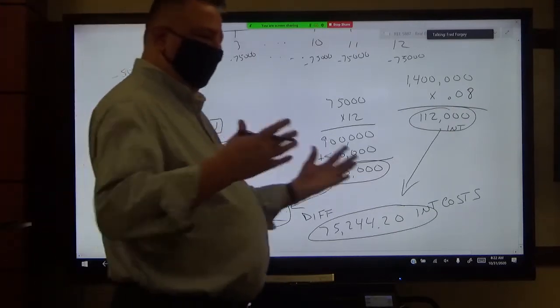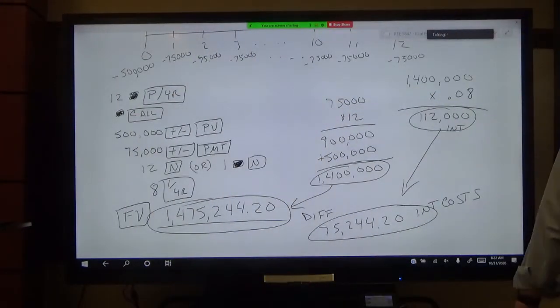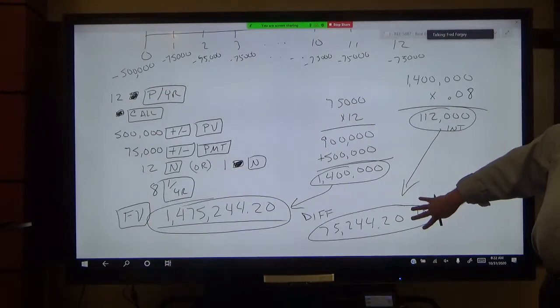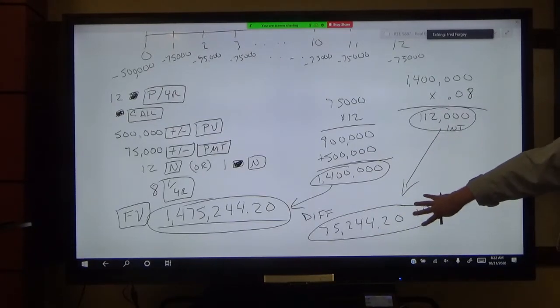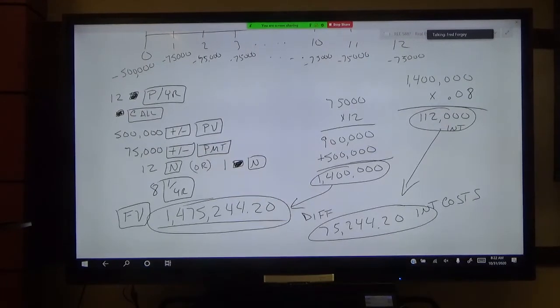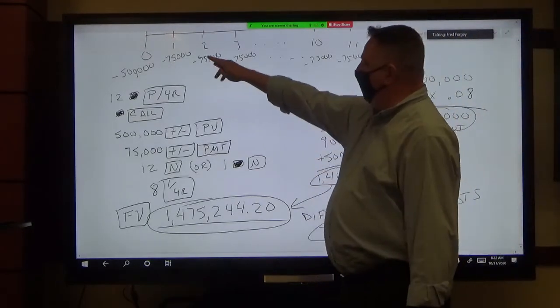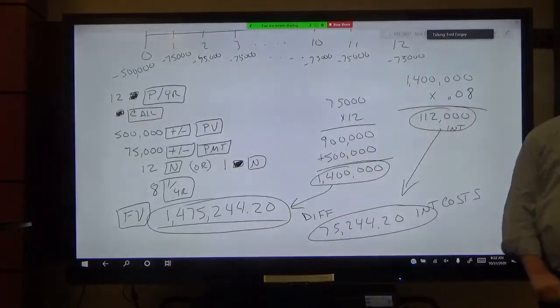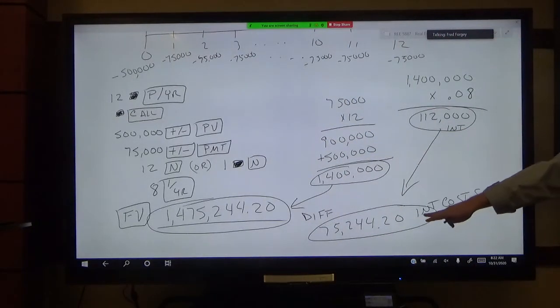And so my point with this is, why is this number so much less? In other words, why is the $75,000 so much less than the $112,000? Because you are delaying the time in which you access the money and you become liable for it. Does that make sense? In other words, instead of charging on your credit cards, so to speak, all 1.4 million at the beginning of the year, what you're doing is charging bit by bit, month by month, smaller dollar amounts. Therefore, over time, you're going to owe less money.